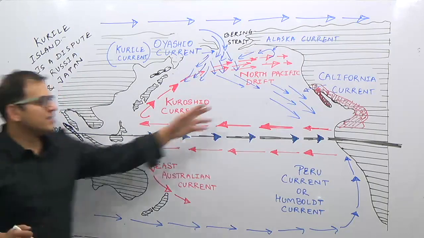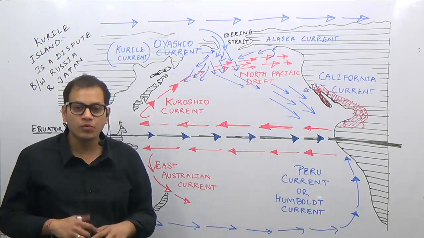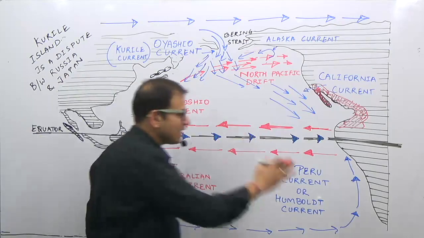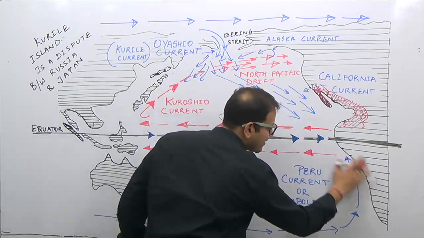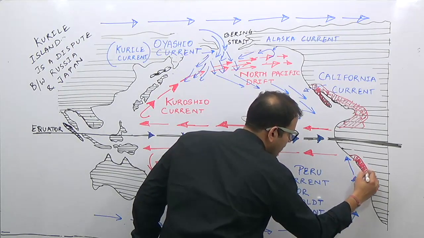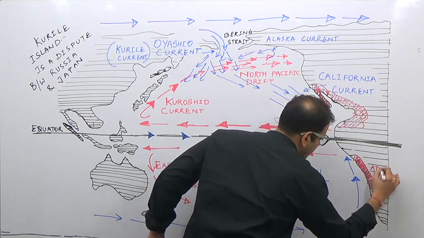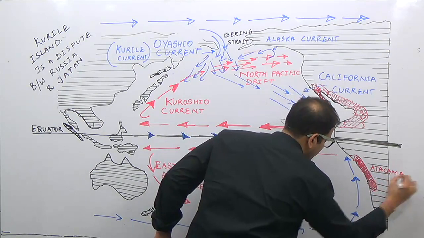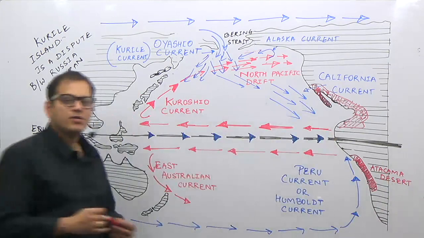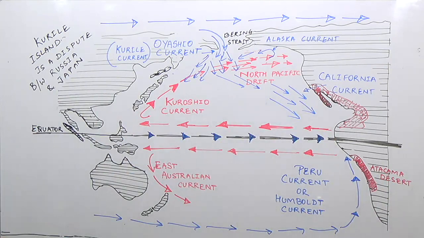And then there is the Californian current in the northern hemisphere. While in the southern hemisphere there is the Peru or Humboldt current. This Peru or Humboldt current is one of the most important parts here, because here there is the driest desert in the world, which is known as the Atacama desert. So this is the general idea of the currents of the Pacific Ocean.